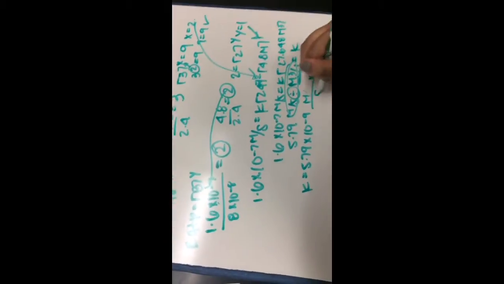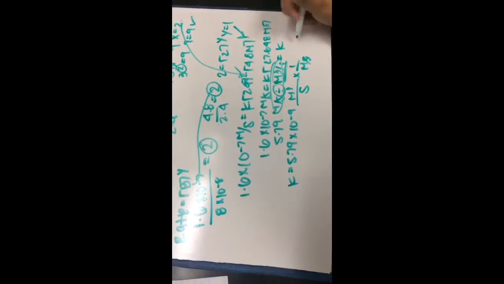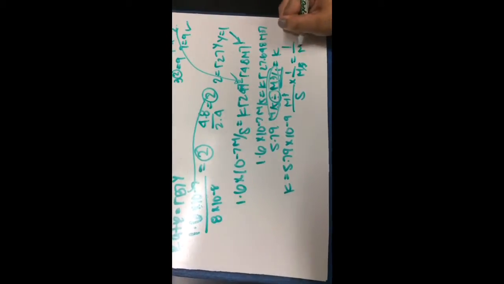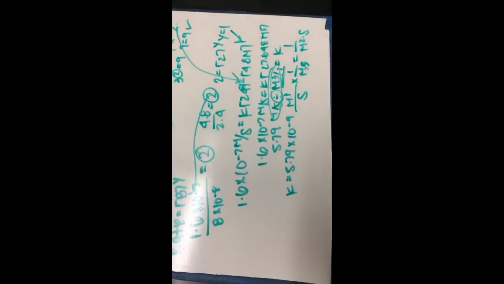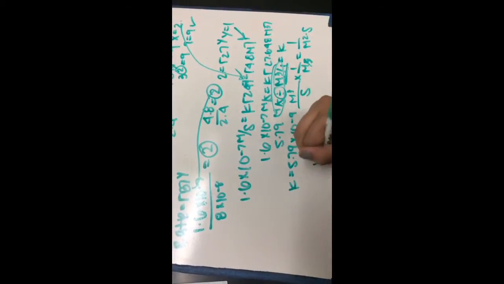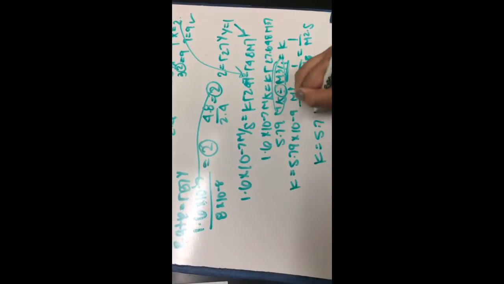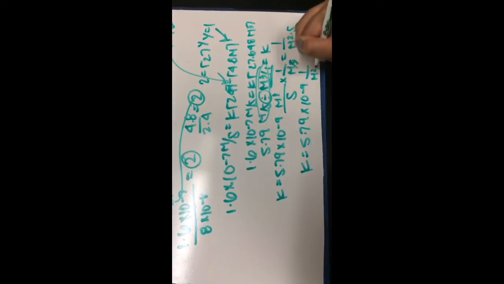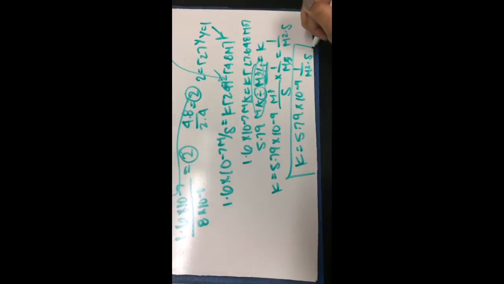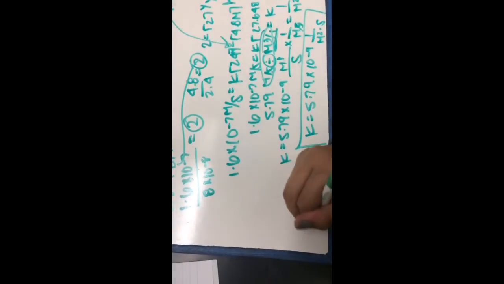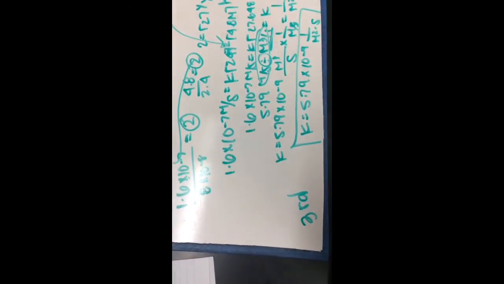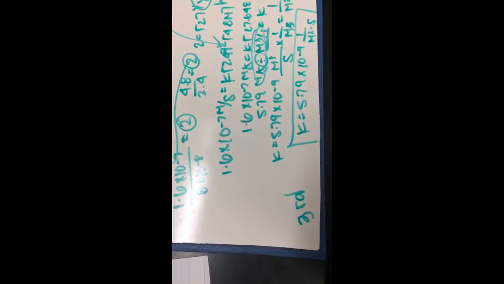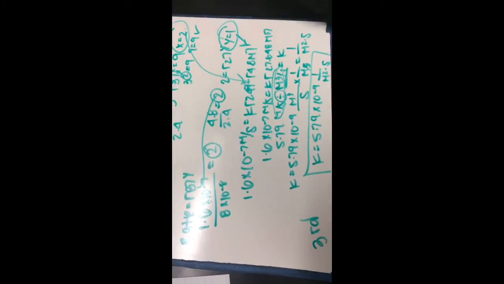And then this 3 cancels out. This is to the first, so equals 1 over M squared by s. And your final answer is 5.79 by 10 to the negative 9, 1 over M squared by s. And your reaction order is going to be a third order because you add up your y and your x to equal 3.